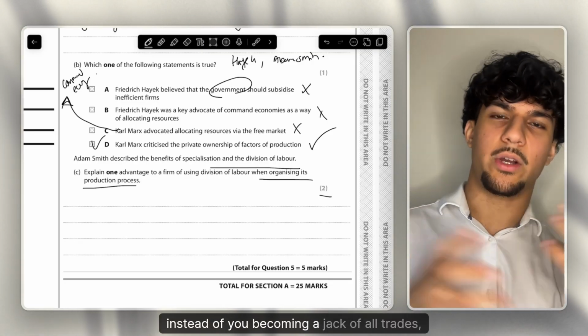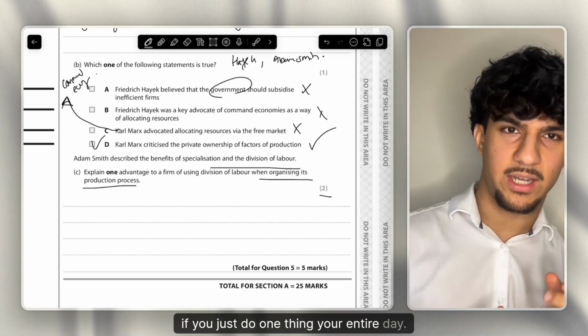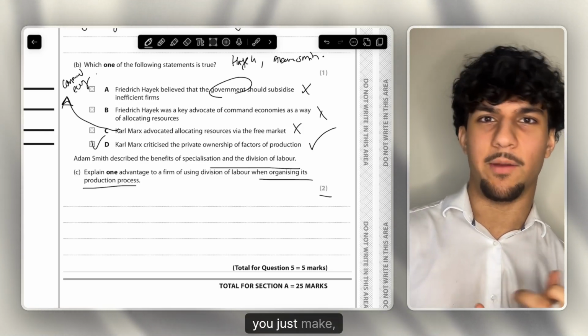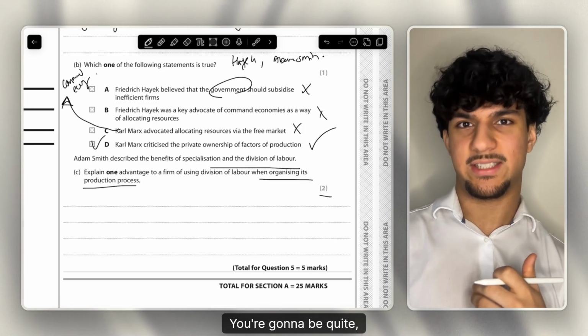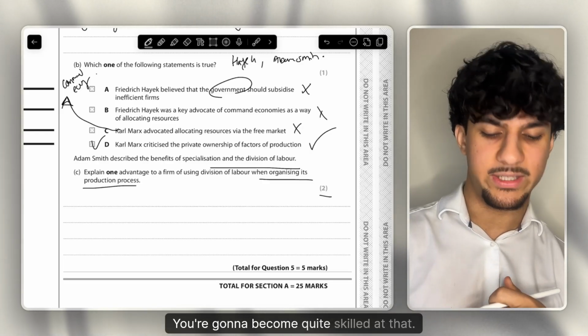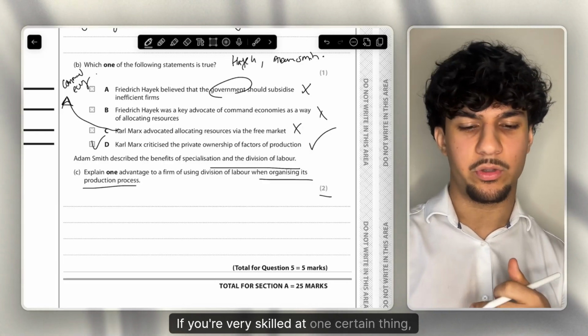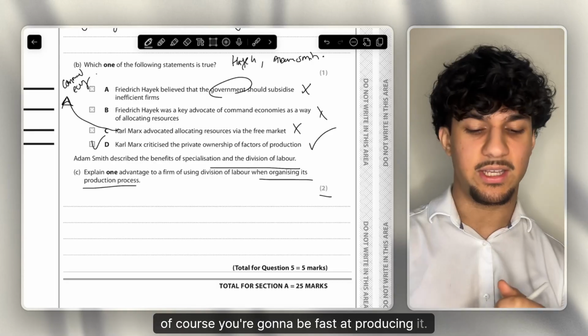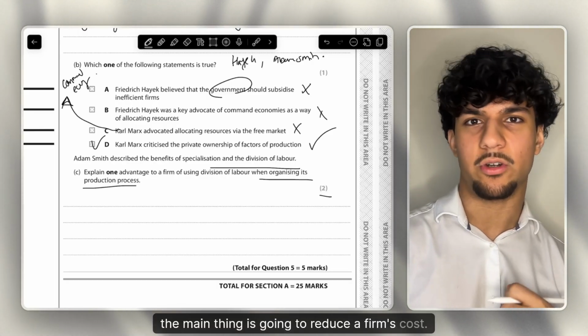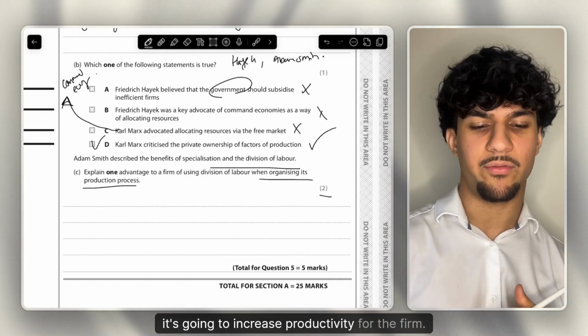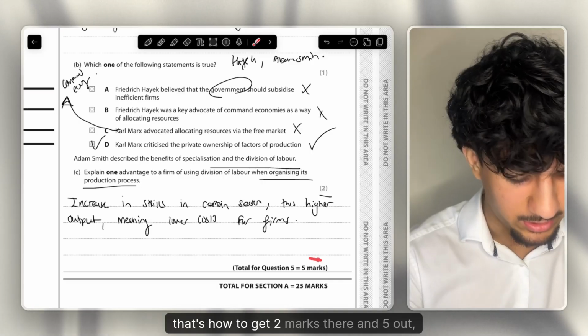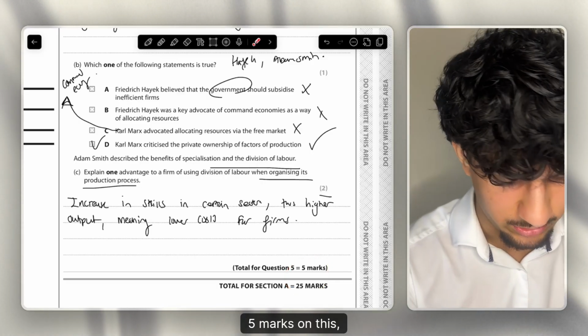Instead of you becoming a jack of all trades, if you just do one thing your entire day, for example, you just make the dough of the bread, you're going to become quite skilled at that. If you're very skilled at that one certain thing, of course, you're going to be fast at producing it. Therefore, the main thing is it's going to reduce a firm's costs. It's going to increase productivity for the firm, and yeah, that's how to get 2 marks there and 5 out of 5 marks on this section A.